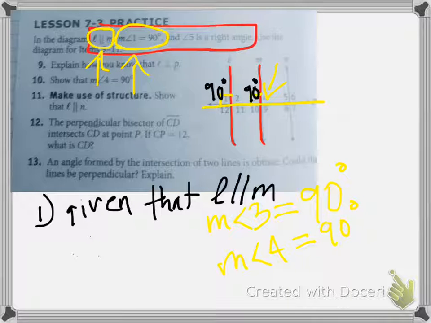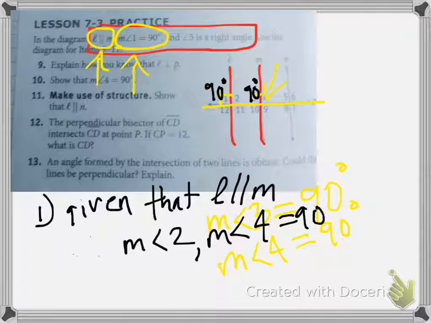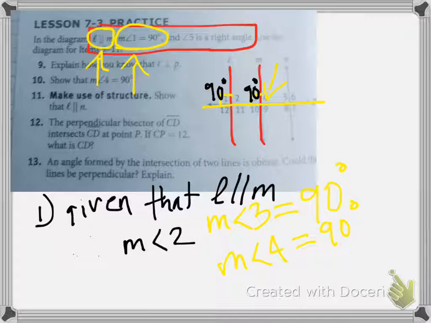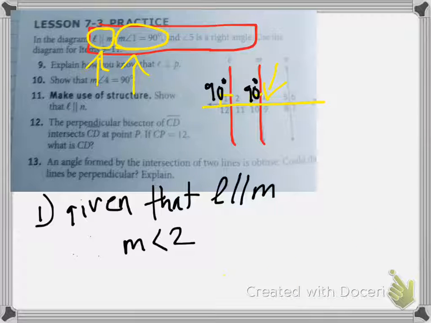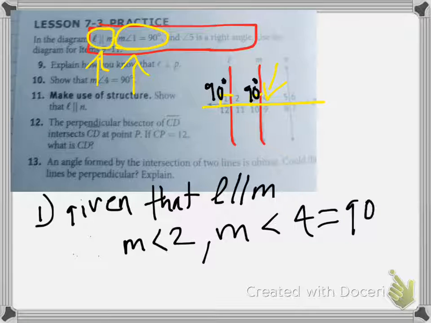angle 2 and angle 4, sorry, are 90 degrees. Sorry, I should have erased the yellow. Alright, so hopefully that's making sense. Go ahead and erase this real quick. Alright, angle 2 and angle 4 are 90 degrees. We can conclude that automatically, right? Given that L, M, oh wait, I forgot the parallel, sorry.